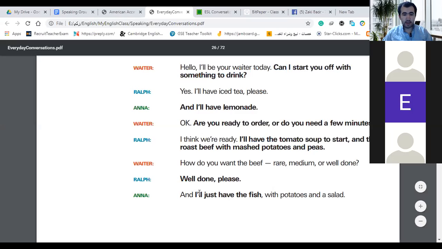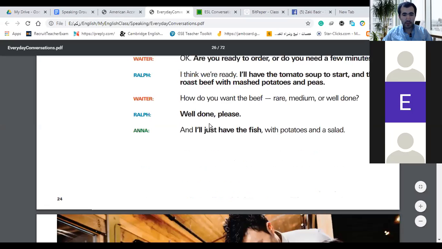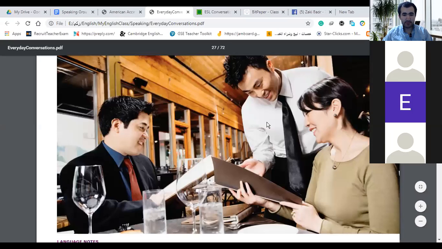So you see that, ta-ta-ta? Like any word, you can say tomato soup, beef. No, it's not tomato. Like anything, I'll have plus a noun. I'll have. So you can use this in the conversation. Like these two.